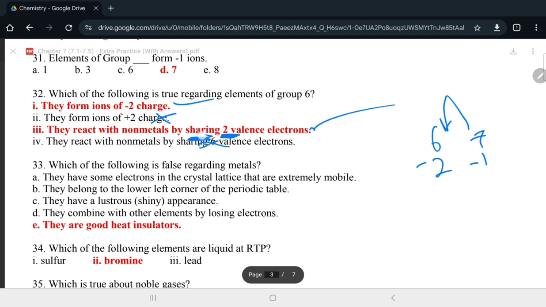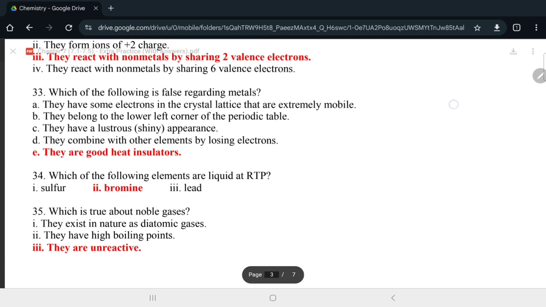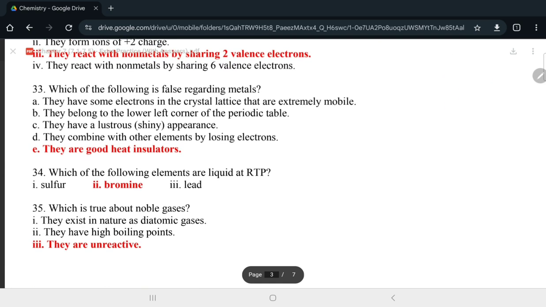Why do we say sharing? It's because it's between a non-metal and a non-metal. And between two non-metals, they share. They don't lose, they don't gain. They share their electrons.